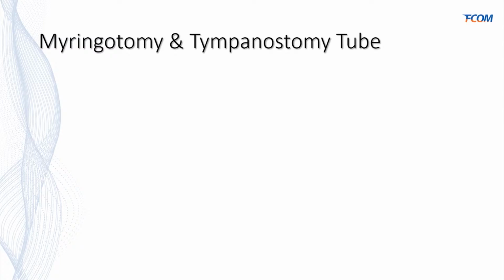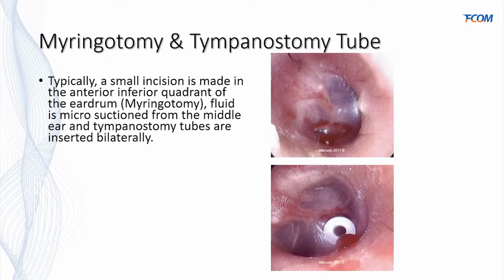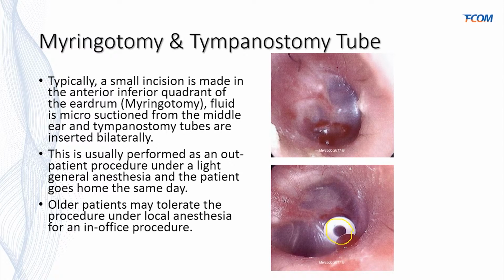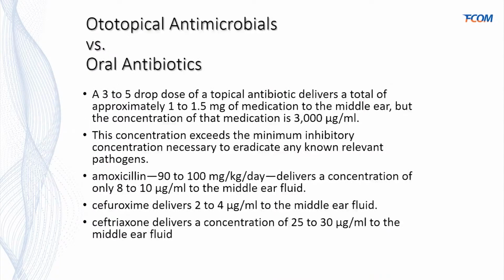How do we do a myringotomy with ventilation tube insertion? We make an incision in the inferior anterior quadrant. If there's any fluid, we take it out. After we take out the fluid, we insert a pressure equalization tube. These tubes could last anywhere from a few months to a few years. Older patients that can tolerate this have this done in the office. Patients who cannot tolerate or children are done as outpatient under anesthesia.